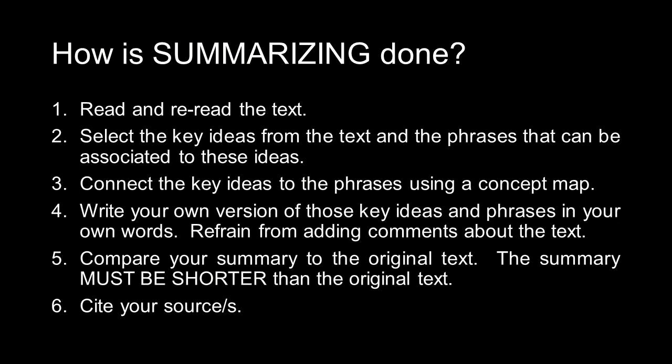Once those key ideas and phrases have been highlighted or identified, it is best to establish a relationship between the ideas and the phrases using a concept map. A concept map is usually constructed using shapes, lines, arrows, which help you to arrange your thoughts and the relationships of those thoughts properly. Fourth, once the concept map is done, you have to create your own version of the key ideas and phrases, and you have to use your own words. In a nutshell, this is called paraphrasing.